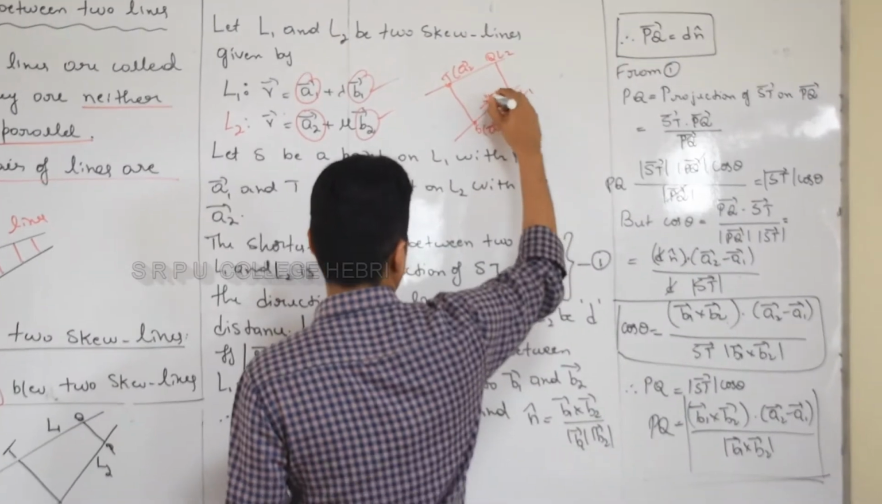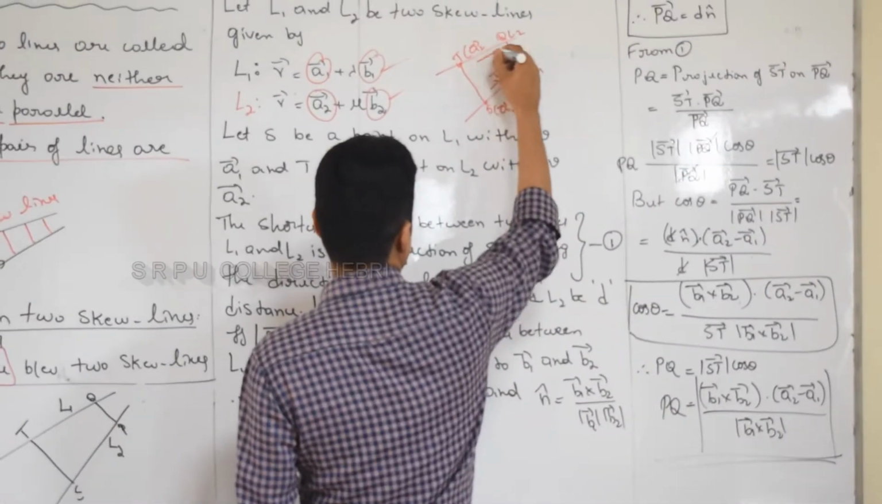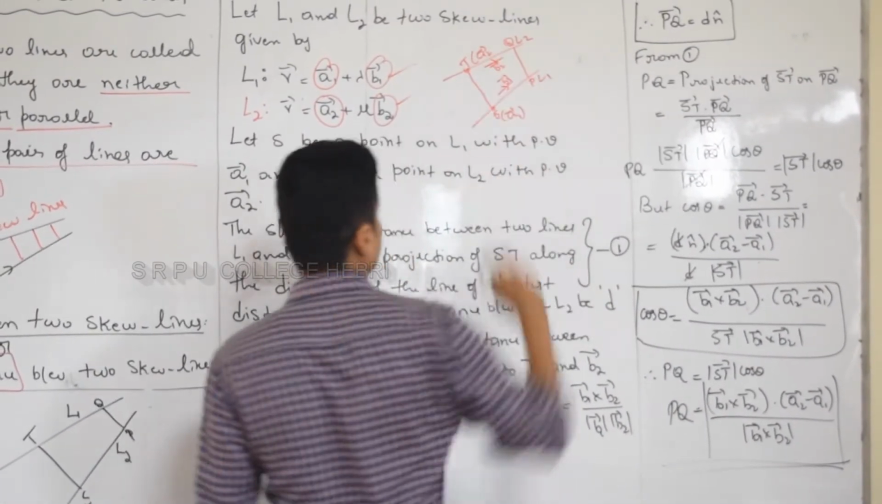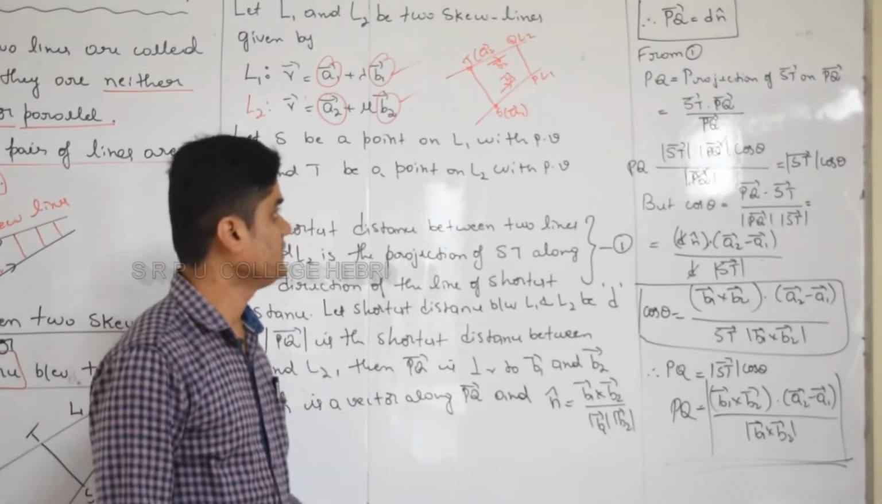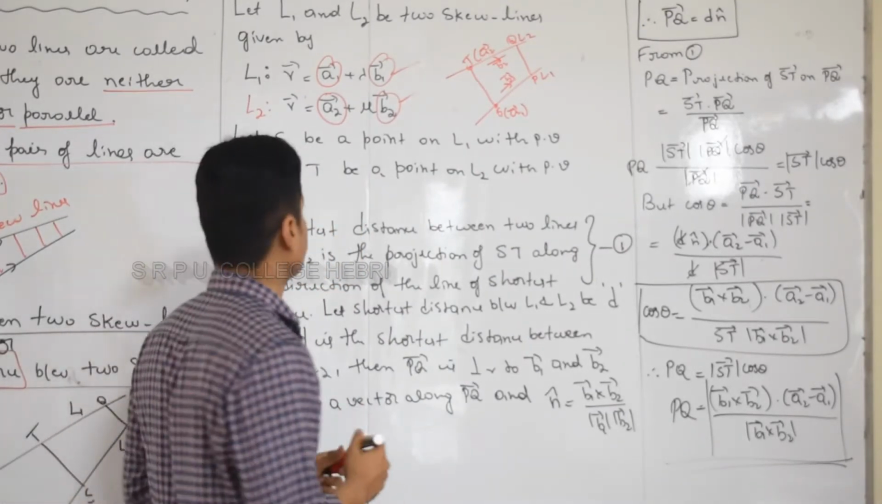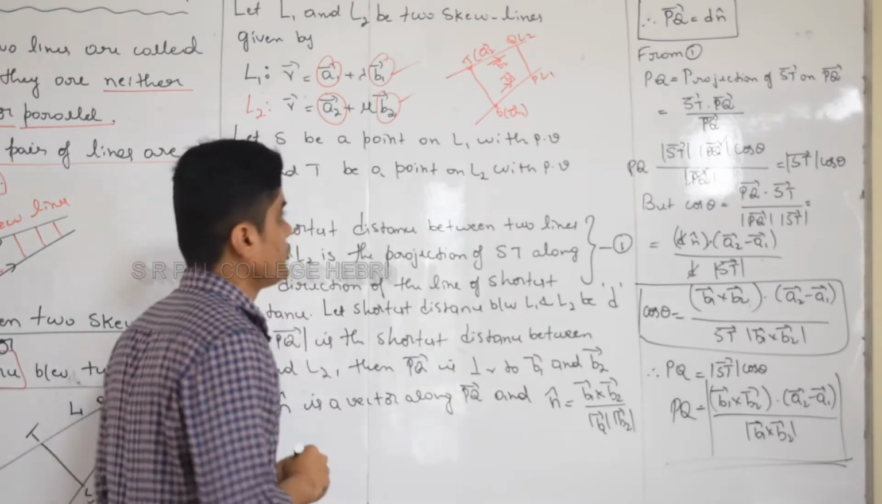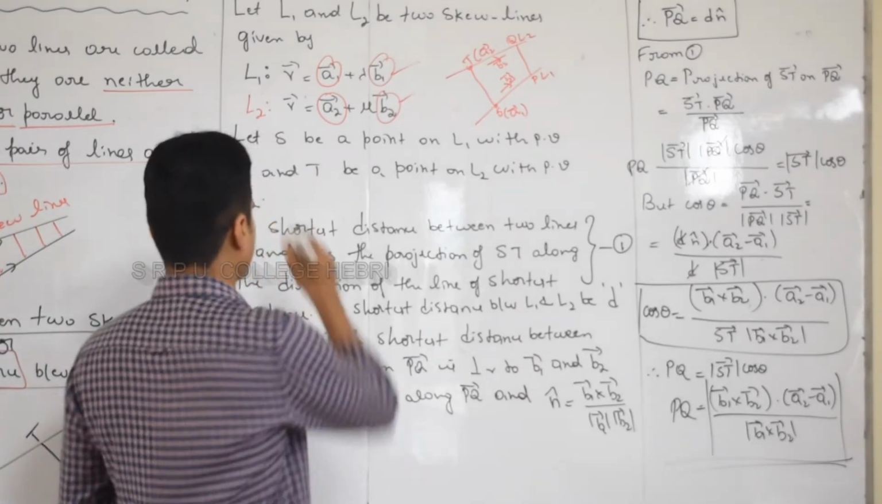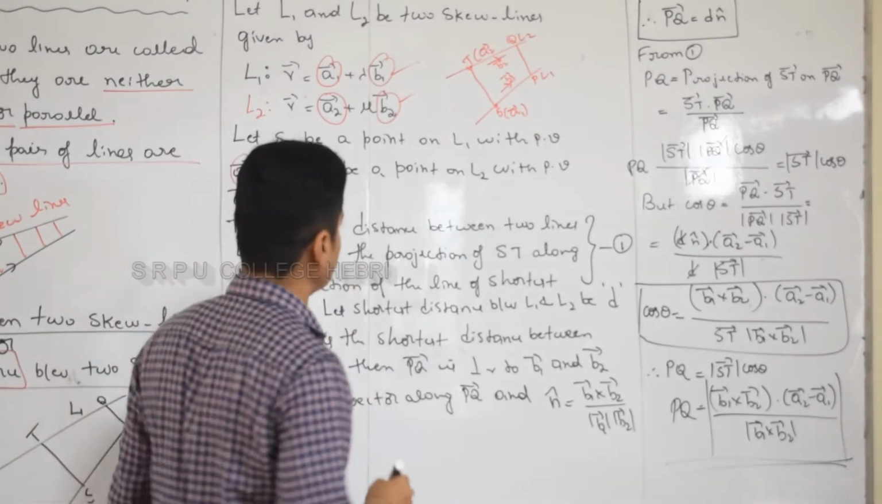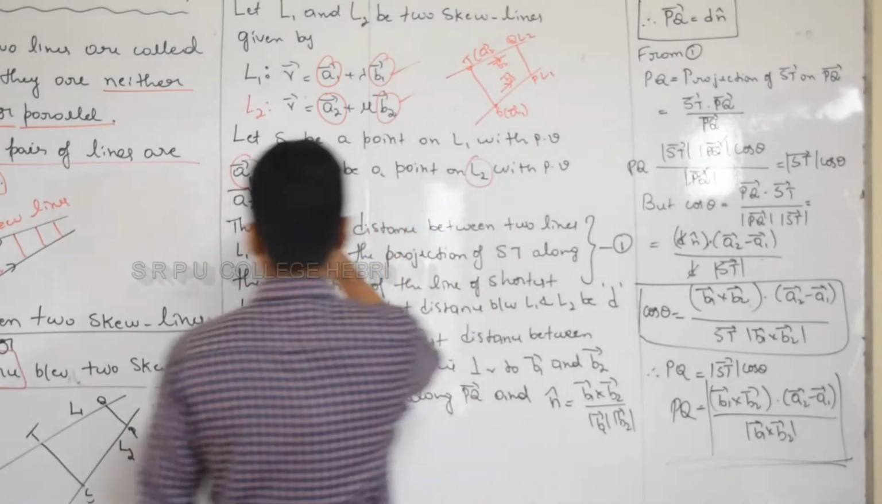One vector is B1, and one parallel vector to the other line is B2, remember. So this much diagram is enough; you don't need to draw a 3D diagram. Okay, so let S be the point on the line L1 with the position vector A1. Just now I told you T is a position point on L2 with the position vector A2.